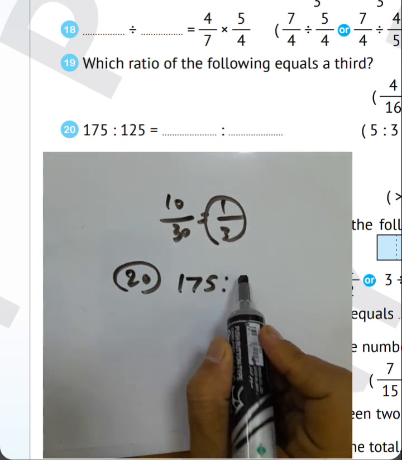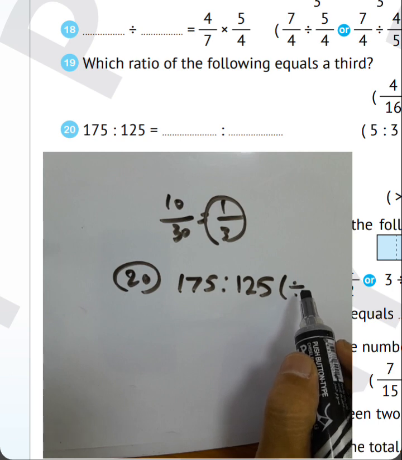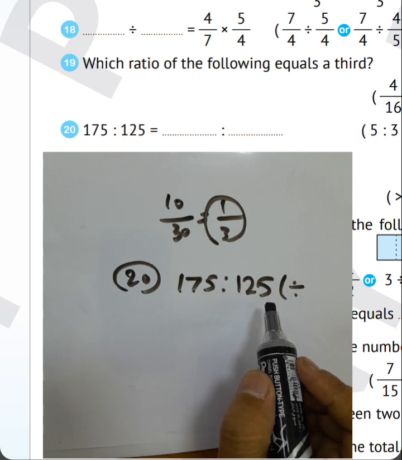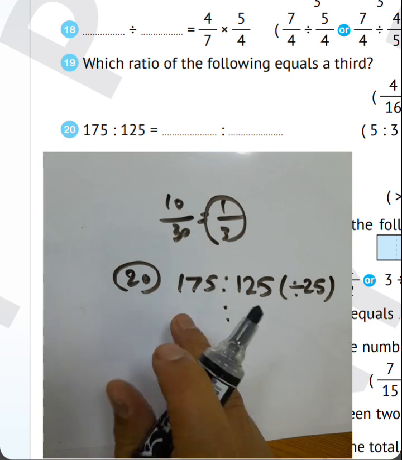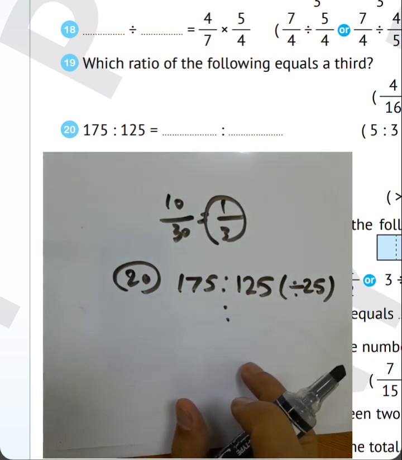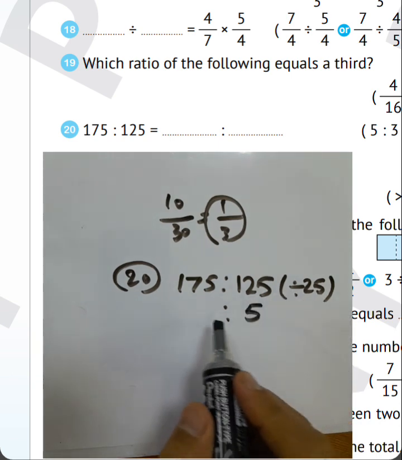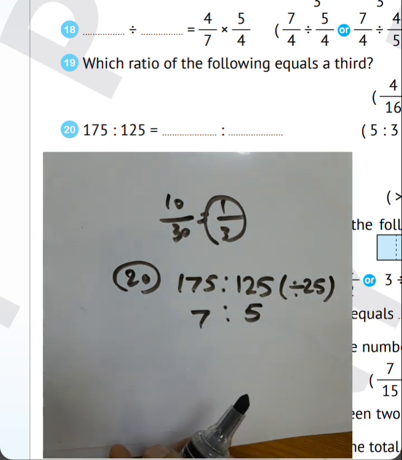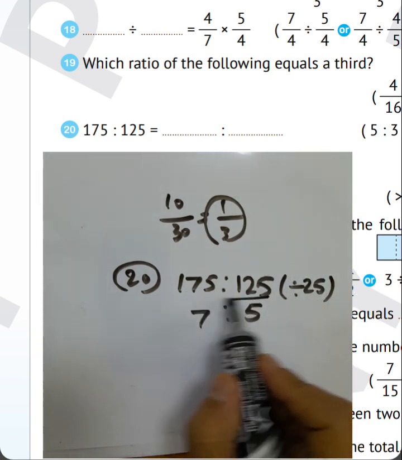Question 20. 175 divided by 125. We can simplify it by dividing by 125 to find the ratio in the simplest form, or divide by 25. Here 175 divided by 25 equals what? We know 5 times 25 equals 125, and 7 times 25 equals 175. 7 times 5 is 35, write 5 and carry 3. 2 times 7 is 14 plus 3 equals 17.